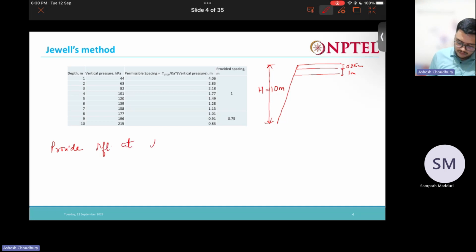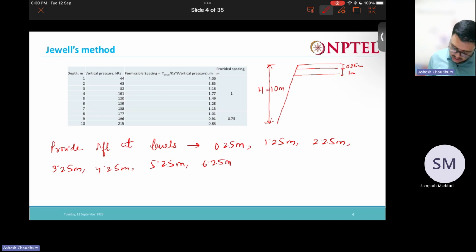reinforcement at levels. So we'll just write the level, say 0.25 meter first, then 1 meter after that. So 1.25 meter, then 2.25 meter, 3.25 meter, then 4.25 meter, 5.25 meter, then 6.25 meter. Then let us write up to 6.